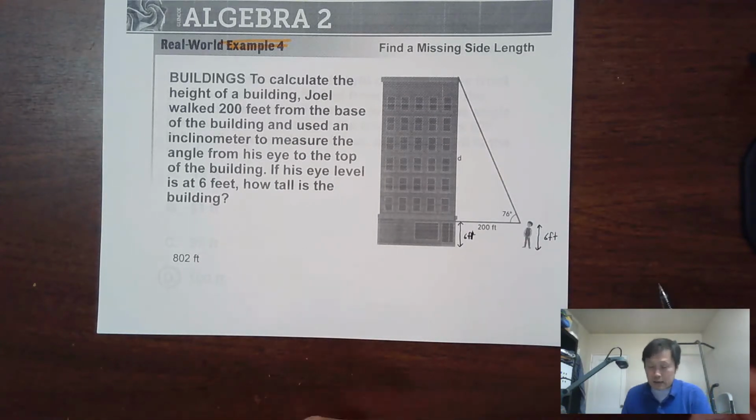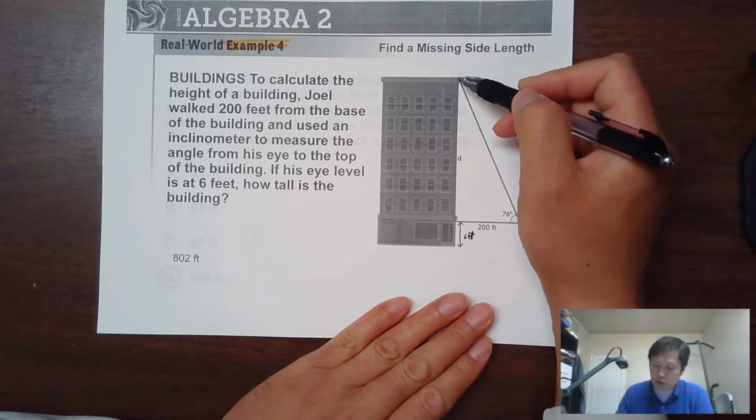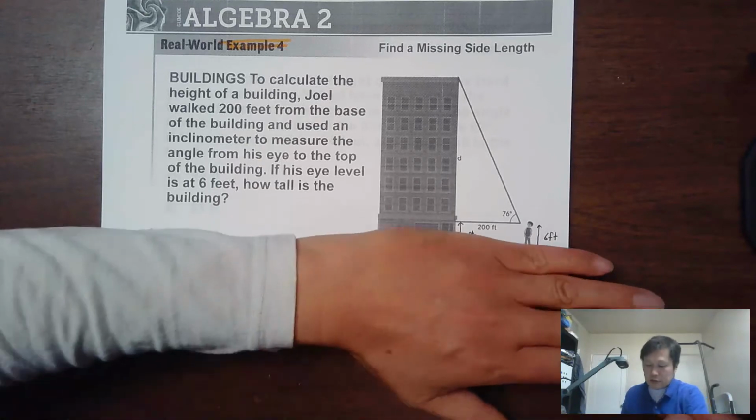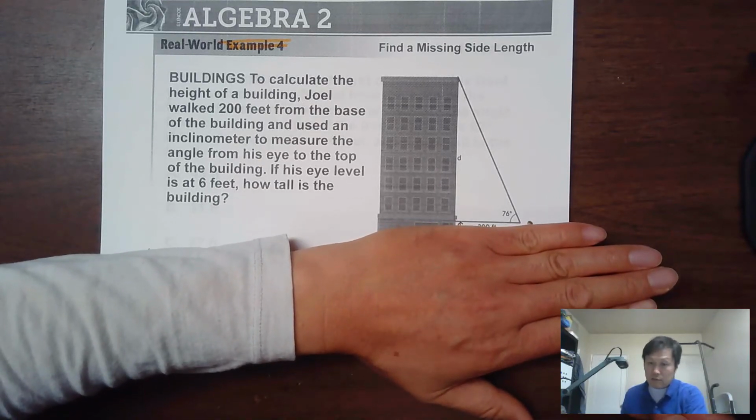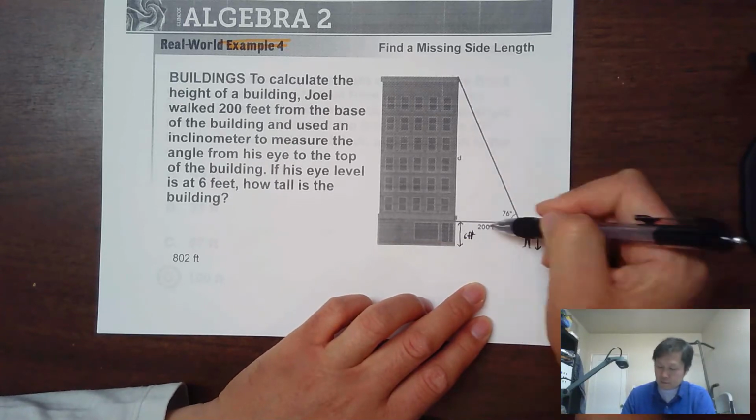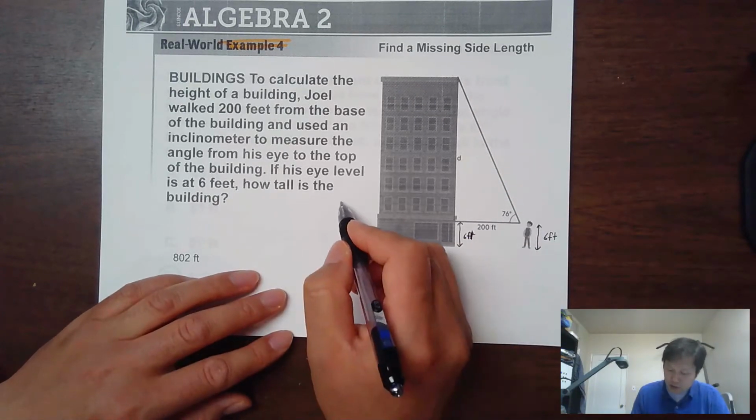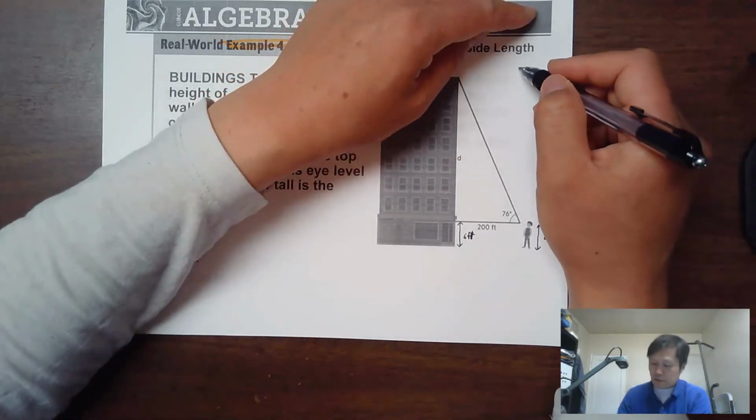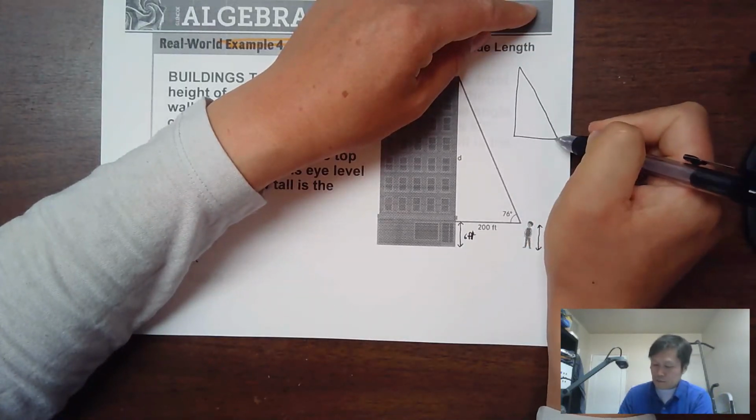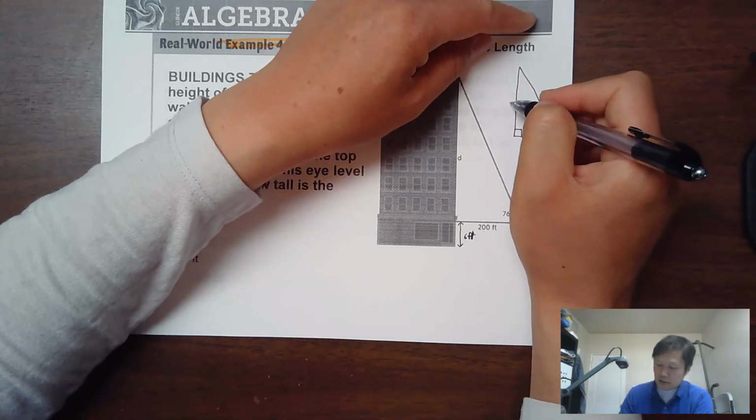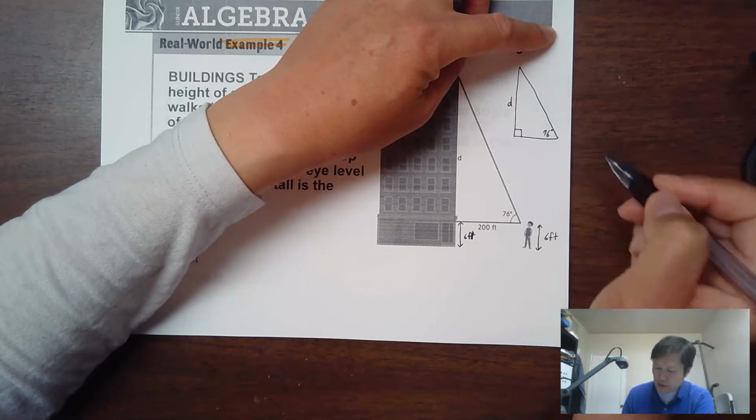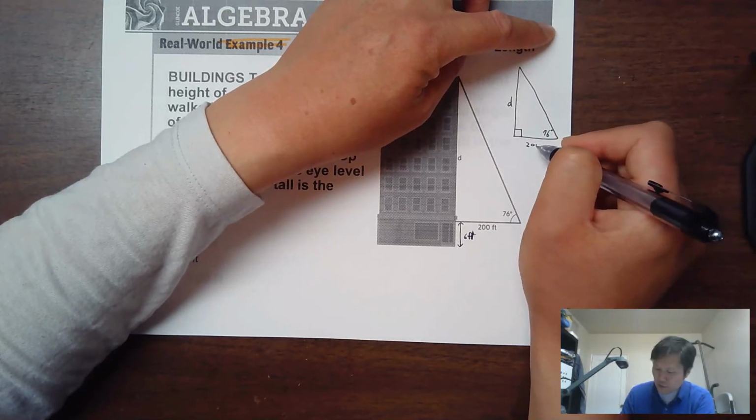Well, until then, you only need to deal with this triangle for now. We are not considering this 6 feet right now. Just think about this right triangle. So it will be something like this if I draw it separately. And that's a length D. This is 76 degrees. This is 200 feet.